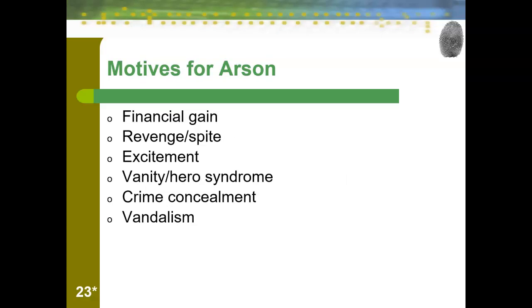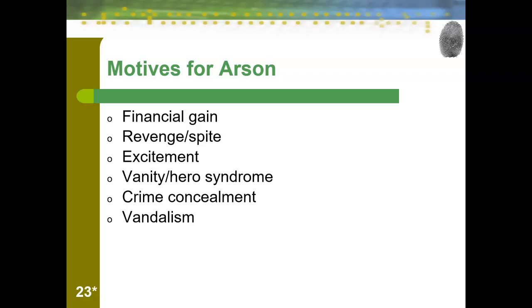So why does someone commit arson? There are 6 recognized motives for arson. That is financial gain. So an example of financial gain would be, say, you have home insurance on your house. You no longer want your house. Maybe you're behind on the mortgage, or you want to move but don't want to go through the process of having to sell your house and everything because you know it's not in a position to sell. So you light your house on fire and you collect that insurance money for your house. You have gained financially.